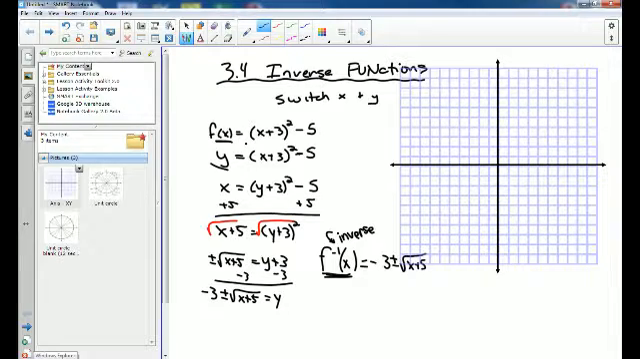So down 5, left 3, right? Correct? Okay, we're graphing f of x. Left 3, down 5, quadratic. Parent function, I just sketched it.